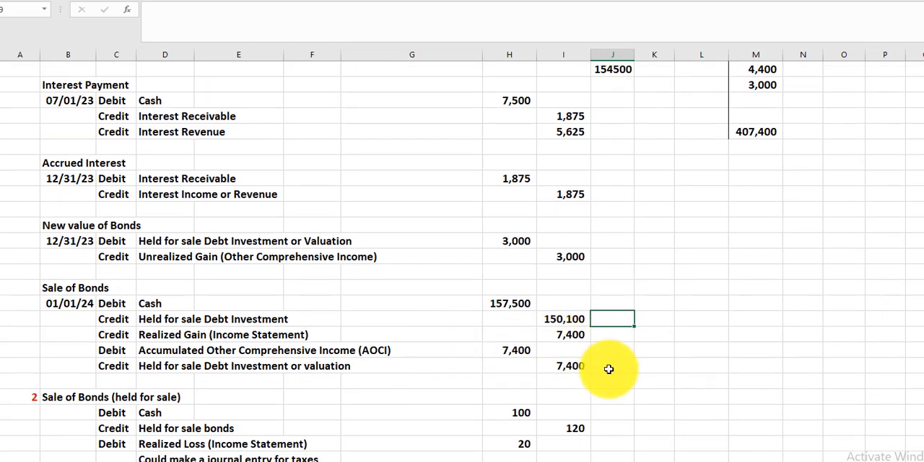7,400. And we have to get rid of the AOCI that is attached, if you will, to this investment, because the investment is gone. So any accumulated other comprehensive income that's based on the unrealized gains that have happened in the past has to get reversed or go away. And so we're going to debit accumulated other comprehensive income. That's the debit, which is going to equal the two credits earlier, and we're going to credit the investment.